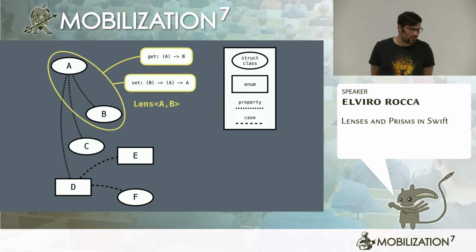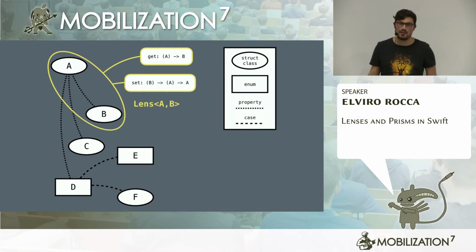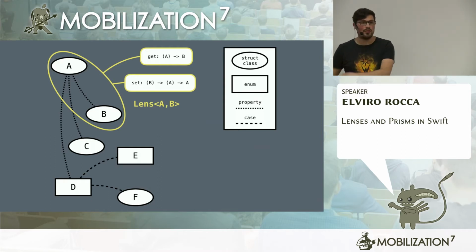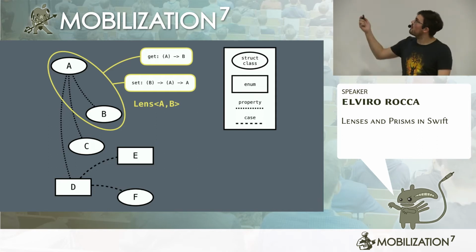So a lens doesn't care, you don't see from the outside, if the A is immutable or mutable. It's really good with immutable data, because you get a new version of A that is going to be changed, but this can also be used with mutable data. And as you can see, we define two functions for defining a lens.